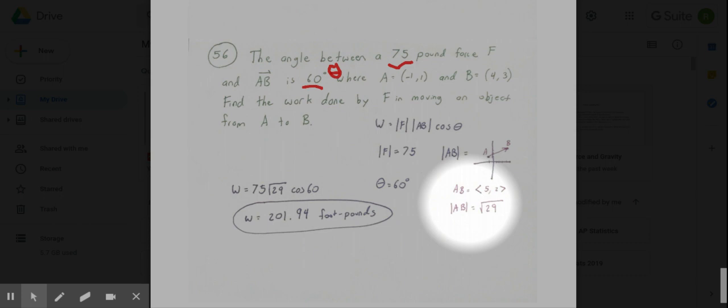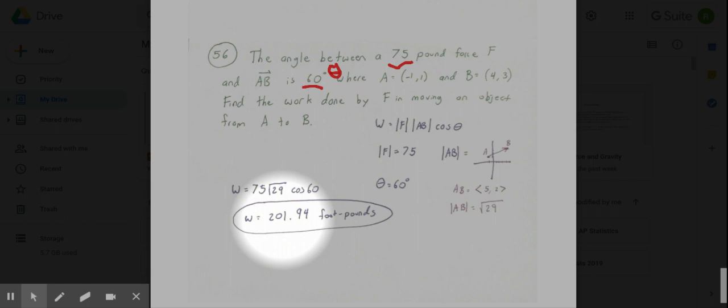Now that I know that, all I have to do is put in F times AB times cosine theta: 75 times root 29 times cosine 60. Plug it into the calculator, and we get 201.94 foot-pounds worth of work.